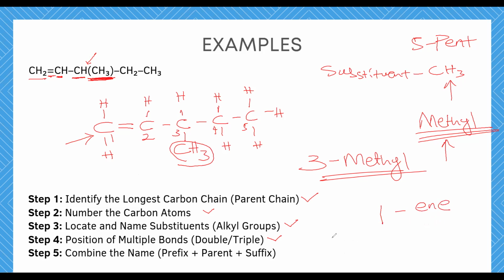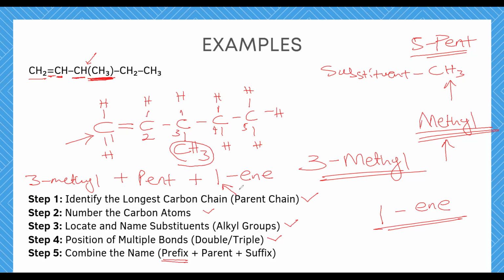So at this point we'll combine everything together. The prefix is the name of the substituent, and we have named the substituent to be 3-methyl. Is that correct? Yes, sir. Then plus the parent name. How many carbon atoms did we count? Five. Good. That is pent, P-E-N-T. Then plus the suffix now. What did we write as the suffix? 1-E-N-E. Don't forget this number one.